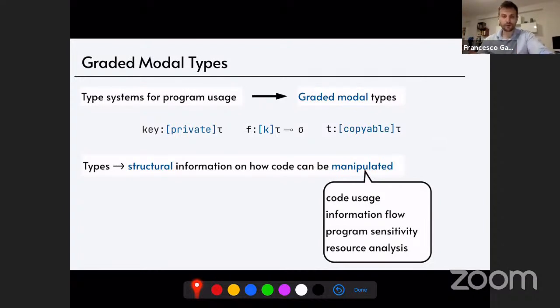And that information, more concretely, gives us some structural information on code manipulation. So for instance, we have modalities that give us structural information on code usage, information flow, program sensitivity, resources, and so on and so forth.